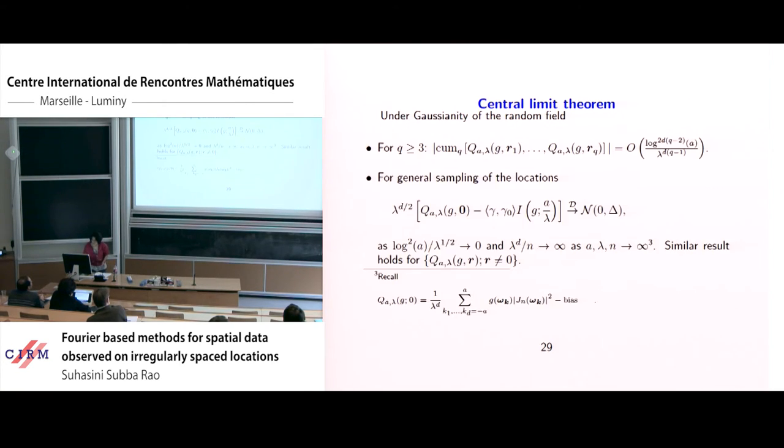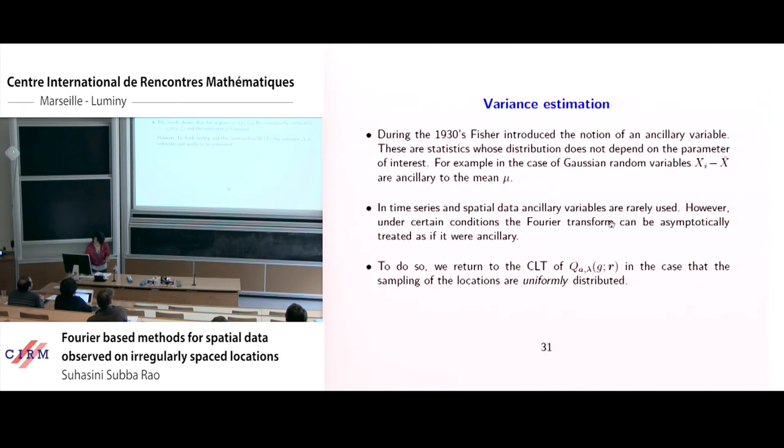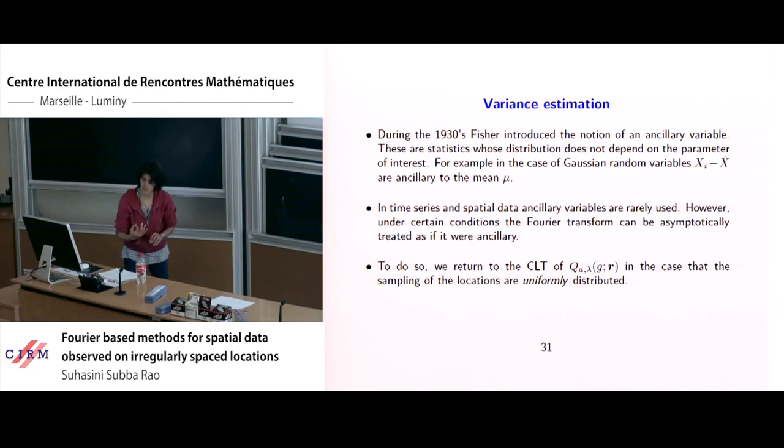What I want to emphasize, I'm guessing I'm getting close to my time, aren't I? Yeah, okay, very fast. What I emphasize here is that this variance is pretty disgusting and unpleasant, and if you actually code this, you have to somehow estimate it. So what I want to do is briefly explain how you can estimate this variance in a certain situation. During the 1930s, Fisher introduced the notion of an ancillary variable.